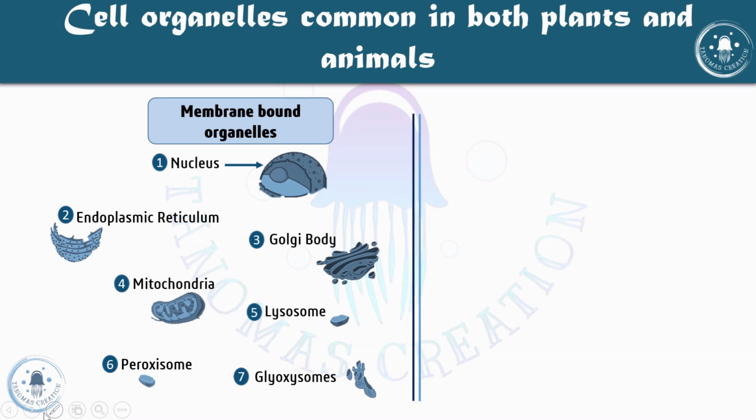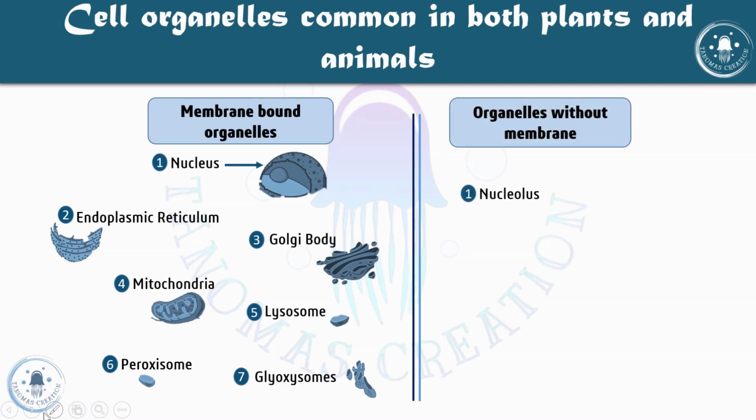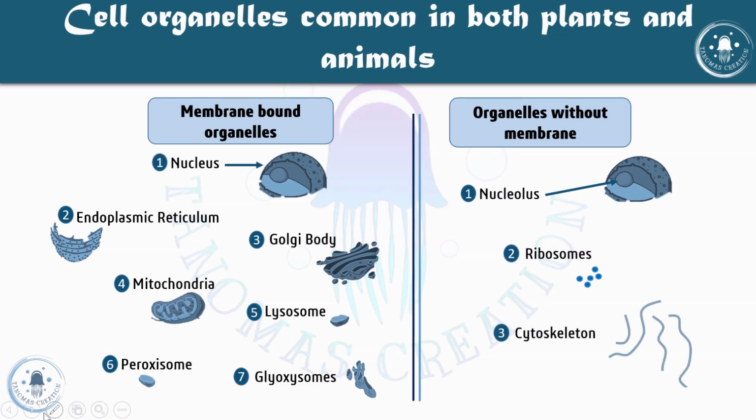Now, coming to the organelles that don't have a membrane. First is nucleolus. Nucleolus is present inside the nucleus. This spherical part inside the nucleus is the nucleolus. Second is ribosomes, and third is cytoskeleton. So we'll go one by one and we'll study their functions.